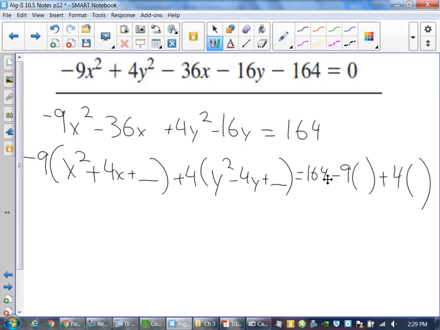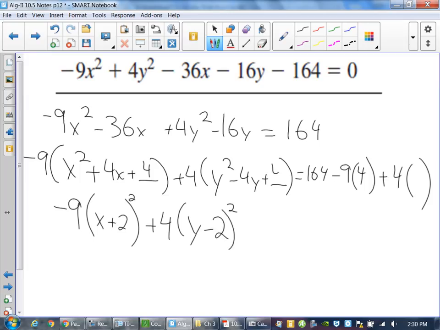And then you go through the process of completing the square again. So we have a negative 9 here. What's half of positive 4? 2. What's 2 squared? Put a 4 here and a 4 there. What's half of a negative 4? Square it, throw a 4 here and a 4 here. So now on the other side, you've got 144 minus 36 plus 16. So it is 164 minus 20, otherwise known as 144.